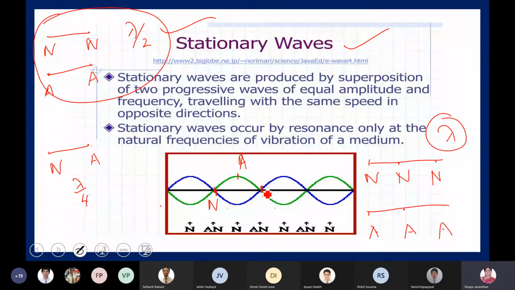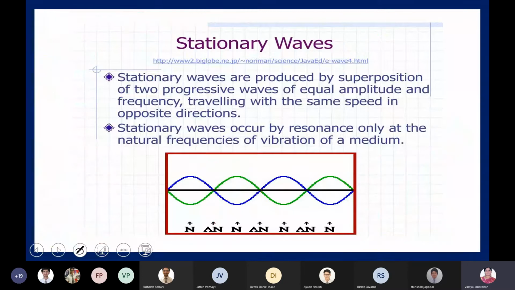Now look at this, boys. Between a node and an antinode, this distance will be lambda by 4. Are these things clear, boys? Tell me yes or no. Yes, ma'am. Okay.